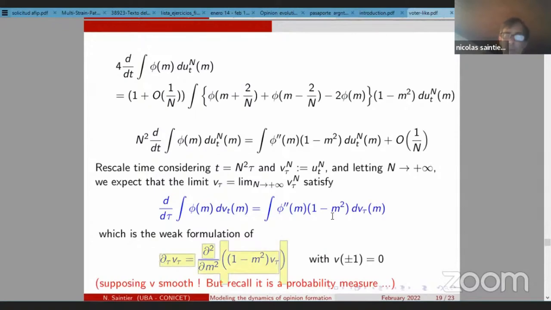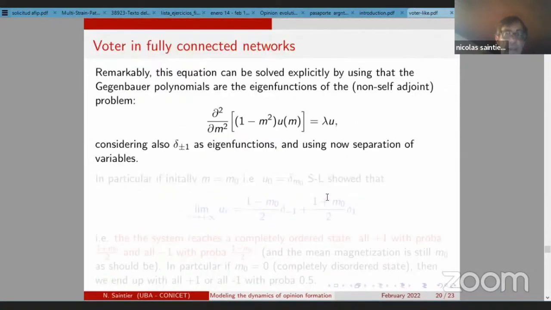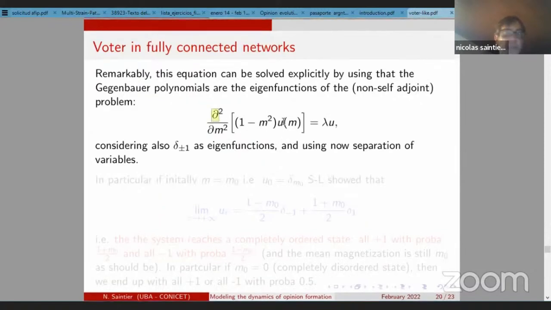variables, because you know the eigenvalues and eigenfunctions of this operator. The eigenfunctions are exactly the Gegenbauer polynomials, and the eigenvalues are explicitly known. But they also added these two Dirac masses as eigenfunctions, which is fine because we know from the simulation these two Dirac masses should be here.